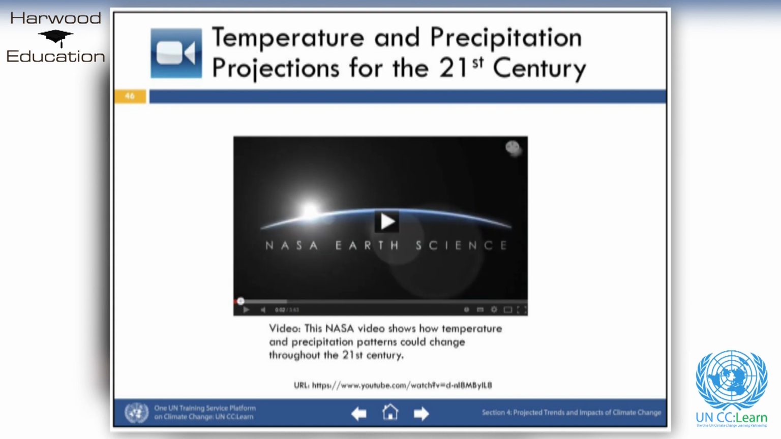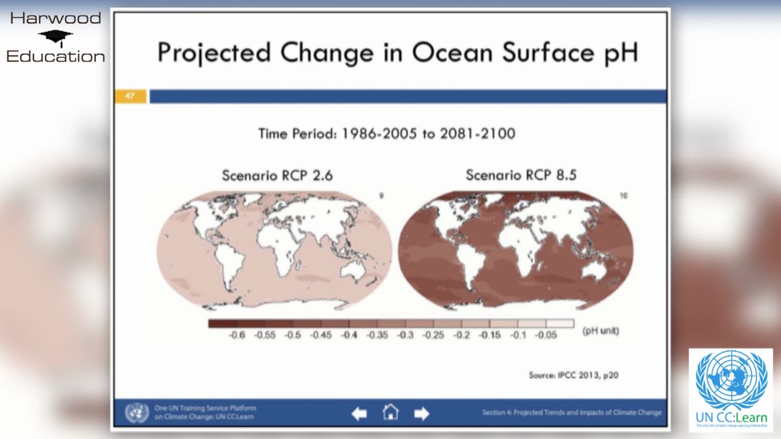By combining data from various climate models used by the IPCC, this video shows the expected changes in temperature and precipitation for the 21st century. Projected change in ocean surface pH. Today, the average ocean surface pH is about 8.1. Projections suggest a further acidification of the oceans over this century due to increasing atmospheric carbon dioxide concentrations.